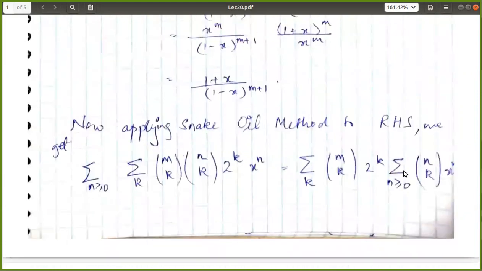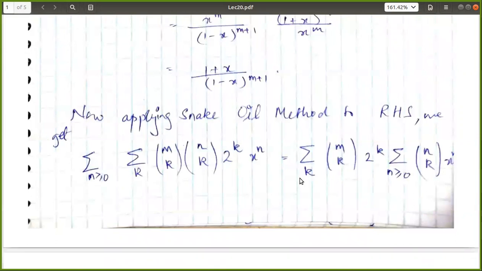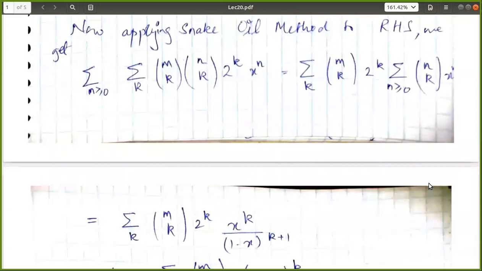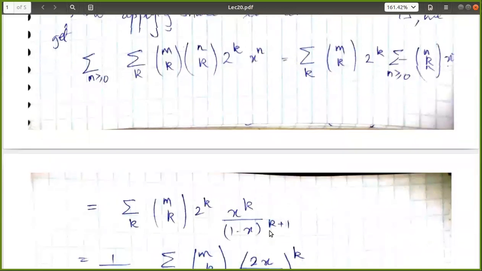So we are here. You rearrange the terms. You have summation k, m choose k, 2 raised to k. All this comes out. Inside you have summation n greater than or equal to 0, n choose k, x raised to n. And now this is equal to x power k by 1 minus x power k plus 1. So this is what it is. Now this I write all together, taking 1 upon 1 minus x outside. Then inside I'll have m choose k, 2x over 1 minus x whole raised to k.